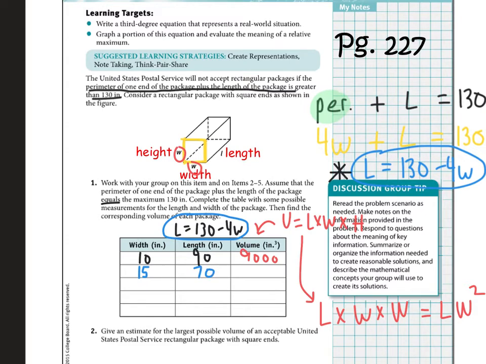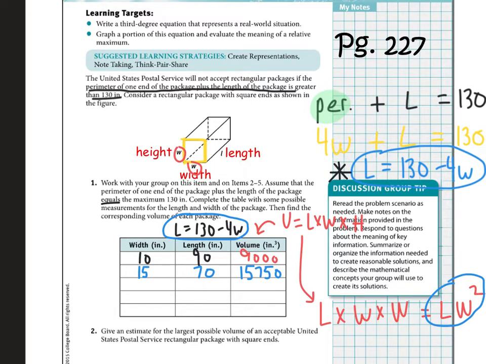Okay, and then the volume, I'm just going to use this formula, length times width squared. So 70 times 15 squared gets me 15,750. So what we're doing is just making up different values for the width, seeing what the length would be, and then figuring out what the volume would be.